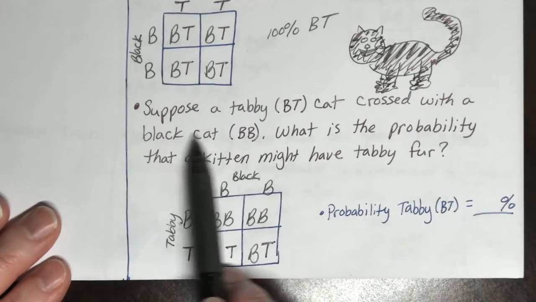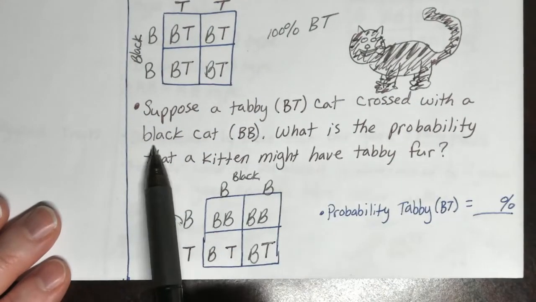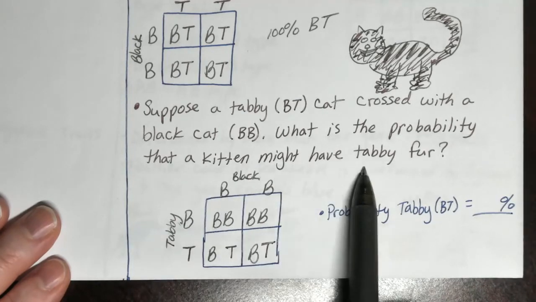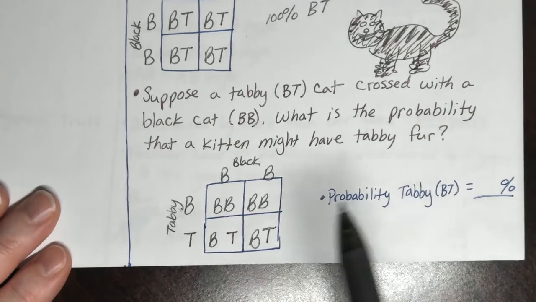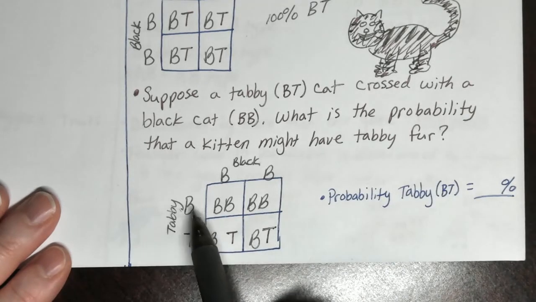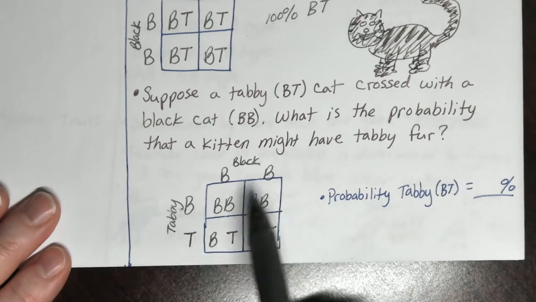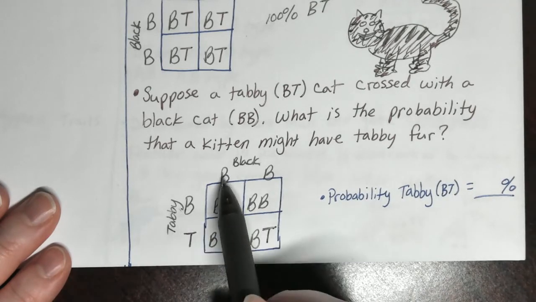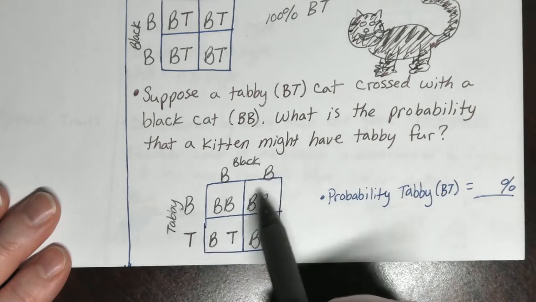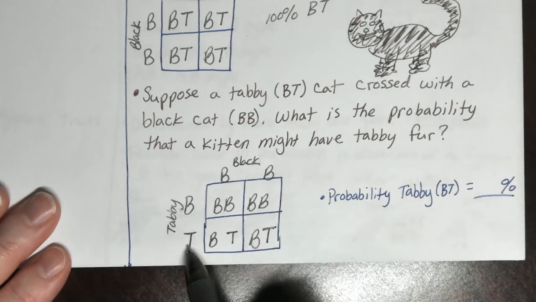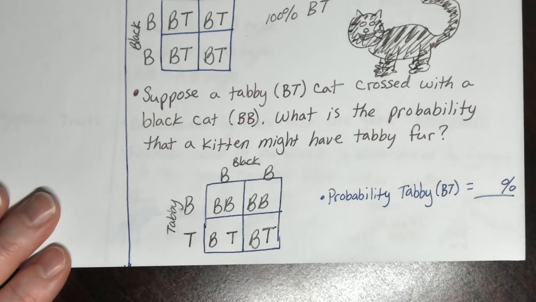So, if a tabby cat crossed with a black cat, what is the probability that a kitten might have tabby fur? Well, our tabby cat is BT. Our black cat is BB. If we fill out the Punnett square, I bring my B, I bring my B, bring my B, bring my B, bring my B, bring my B, bring my T, bring my T. It's tedious to say this out loud, isn't it?